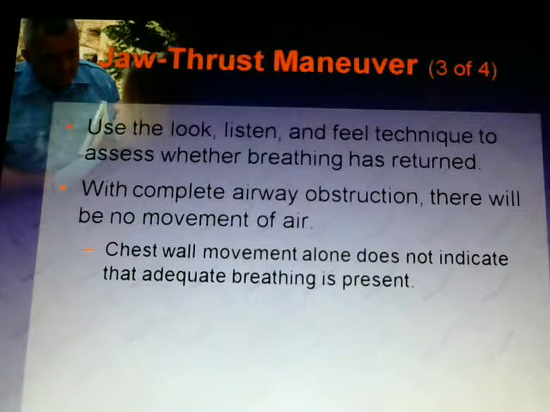Use a look, listen, and feel technique to assess whether the patient's breathing has returned. Look, listen, and feel. You put your head and your ear right down next to the patient's mouth, looking down towards their feet. So you can look and watch for chest rise and fall. You can listen for air with your ears, and you can also feel the air on the side of your face. With complete airway obstruction, there will be no air movement. Chest wall movement alone does not indicate adequate breathing is present.